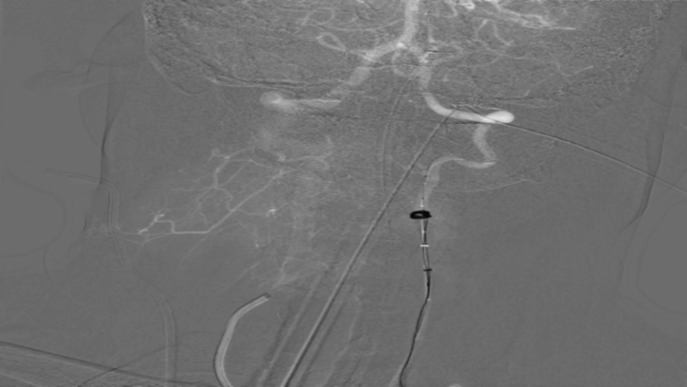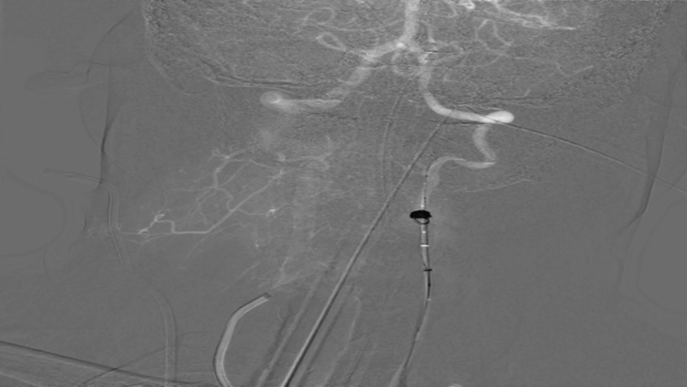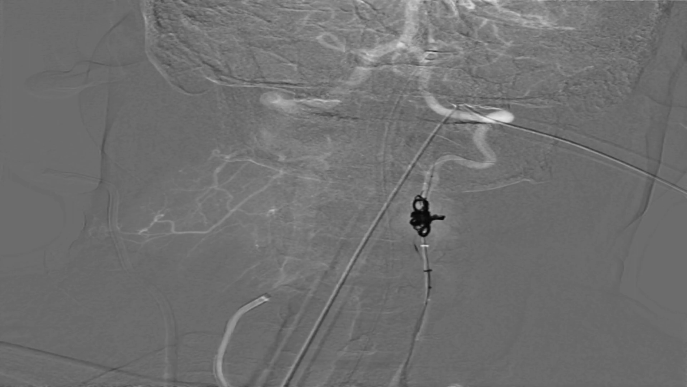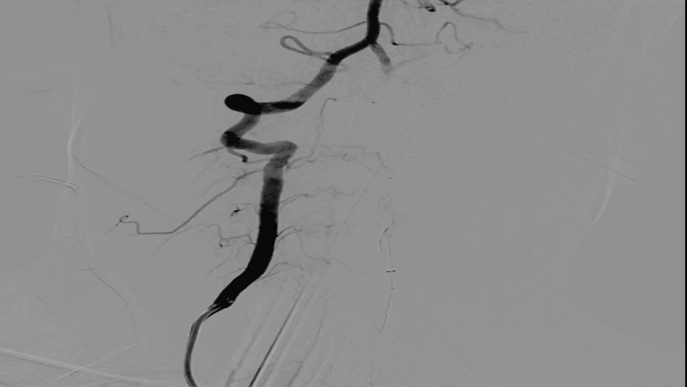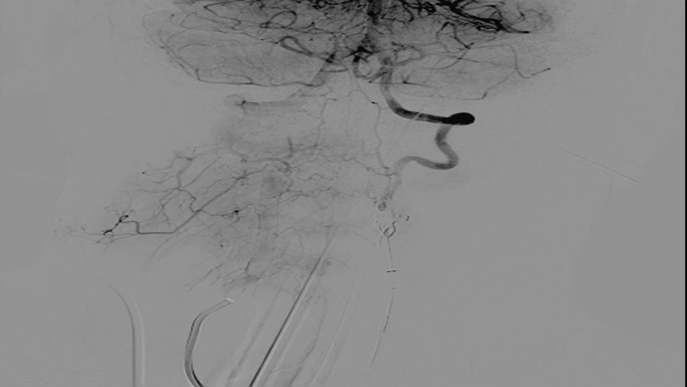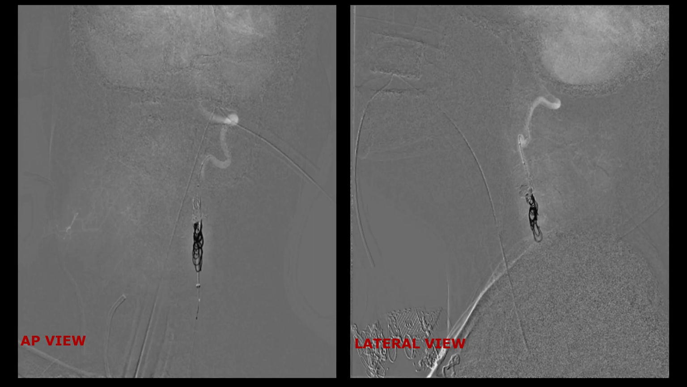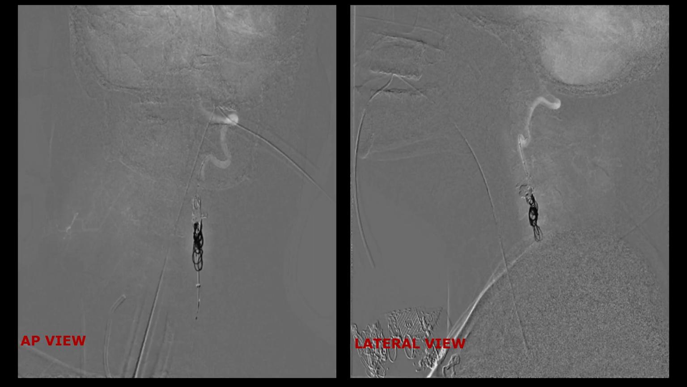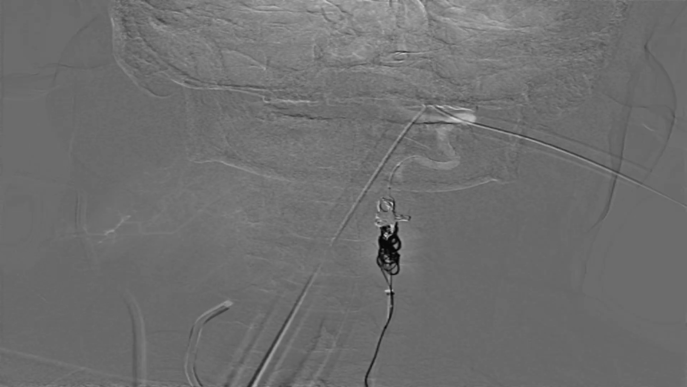The coils are put through the Echelon microcatheter while the balloon is kept inflated. After putting in coils, we take fluoroscopy from the opposite side. We can see that the dye is still passing into the fistula. Therefore, more coils are put into the artery. The coils are put in with the balloon kept inflated.